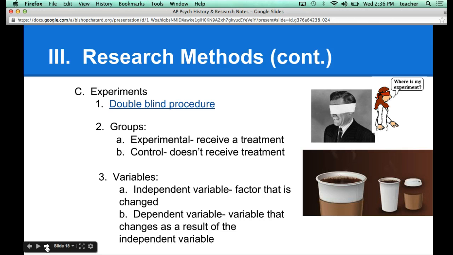So in our coffee scenario from yesterday, remember they were supposed to drink either decaf, a regular shot of coffee, or this super-sized coffee, and then they were supposed to run this maze. So, which one's the dependent variable? How long it takes them to run through the maze, right? You've got to make sure of that, because that's the part people get tripped up on as to what the dependent variable is.